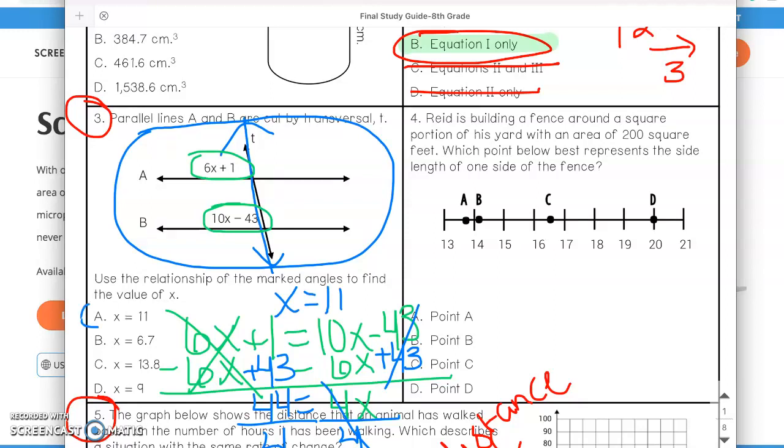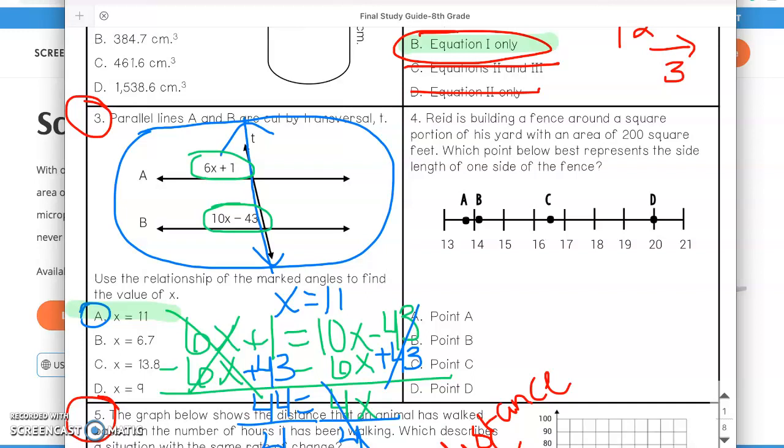It looks like A, x equals 11. That's it. All you have to remember is that the two angles are corresponding. What do I know about corresponding angles? They're congruent, or they have the same angle.